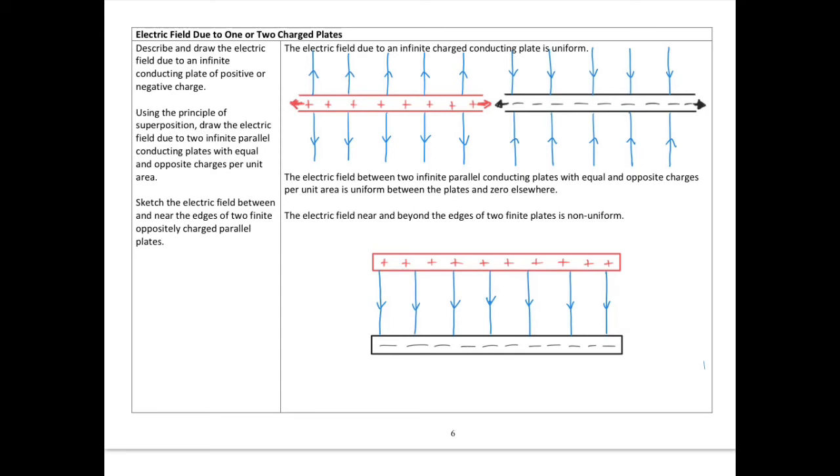Now what happens around the edges is that we get some bending. So right on the corner it would come out at 45 degrees to the tangent, 45 degrees to that surface. So you would get these sort of edge bending out effects at the edge, which is what it's talking about near the edges of two finite oppositely charged plates. So hopefully we've covered those three intended student learnings there.